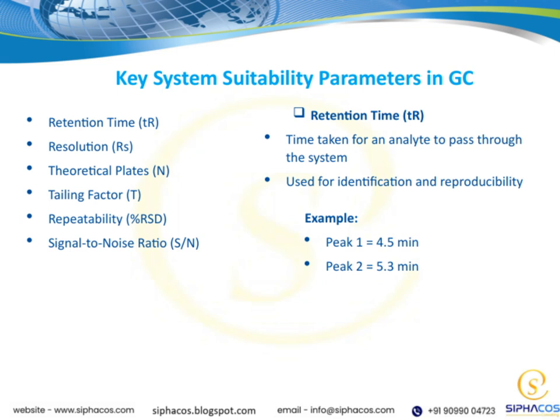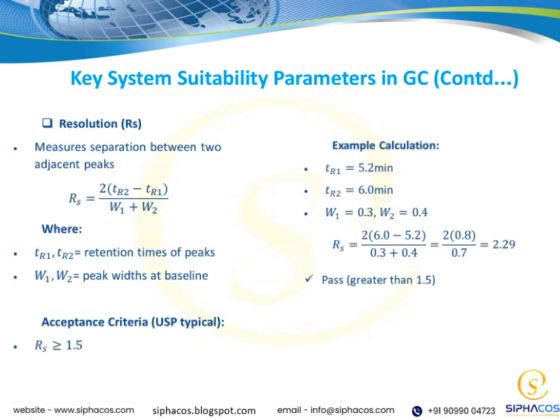All of these parameters, retention time, resolution, theoretical plates, tailing factor, repeatability, and signal-to-noise ratio, are essential for assessing system suitability in gas chromatography. They ensure our analysis is accurate, reproducible, and reliable, which ties back to the overall goal of achieving high-quality analytical results. Let's continue with slide 5, where we focus on some additional key parameters that determine system suitability in gas chromatography.